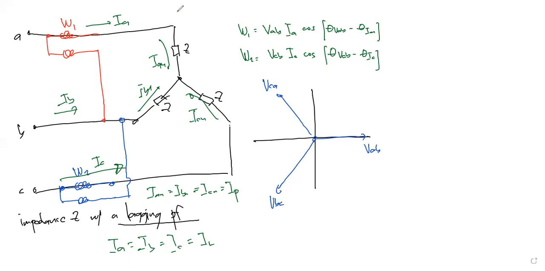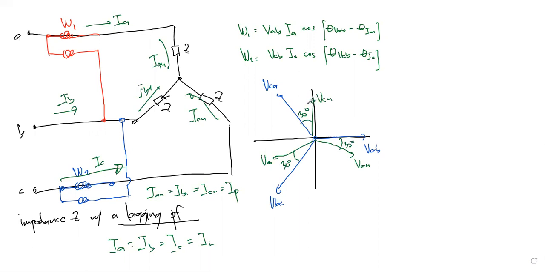And then for the per phase voltages, remember the per phase voltage will lag by 30 degrees with respect to the line voltages. So this would be VAN, this would be VCN, and this would be VBN.